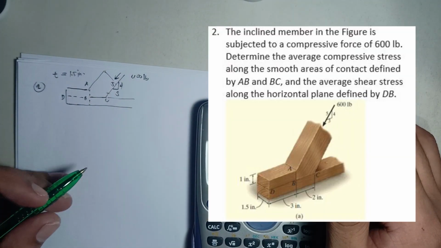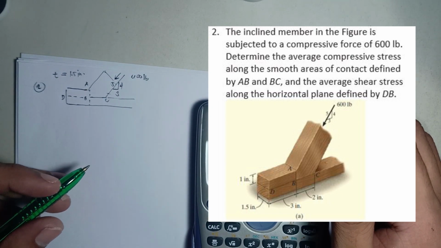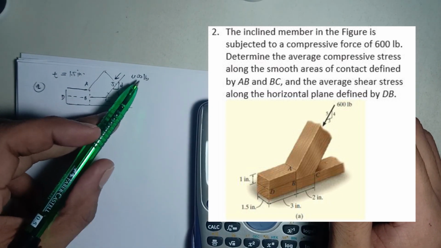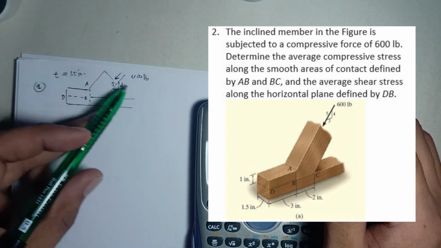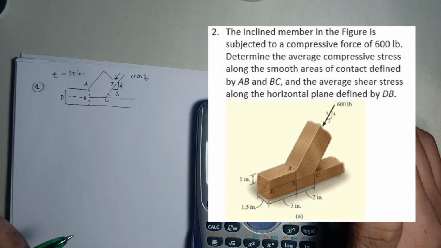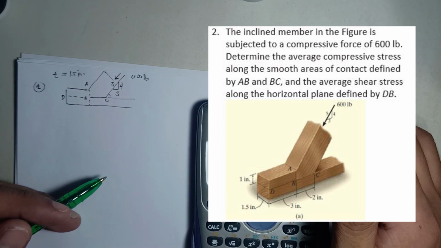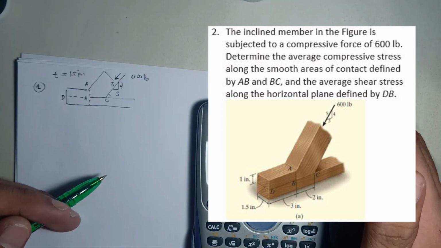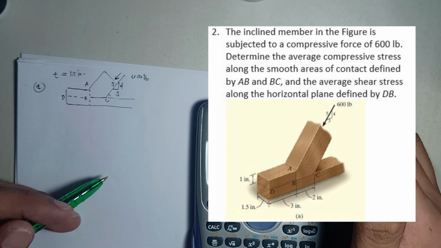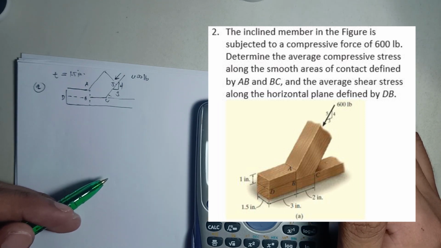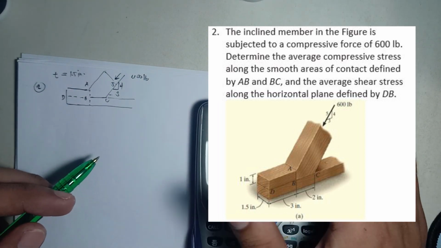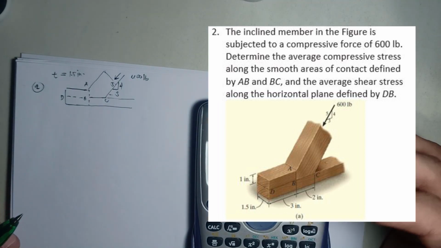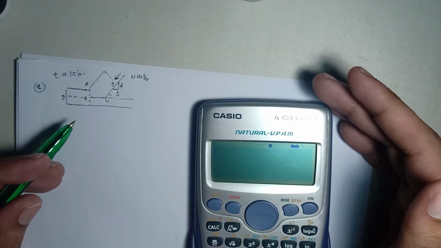The inclined member in the figure is subjected to a compressive force of 600 pounds. So ito guys, binago ko lang yung position ng drawing niya, pero same lang yung given, no? Tapos, determine the average compressive stress along the smooth areas of contact defined by AB and BC, and the average shear stress along the horizontal plane defined by DB. So, first, solve muna natin yung compressive stress along AB.